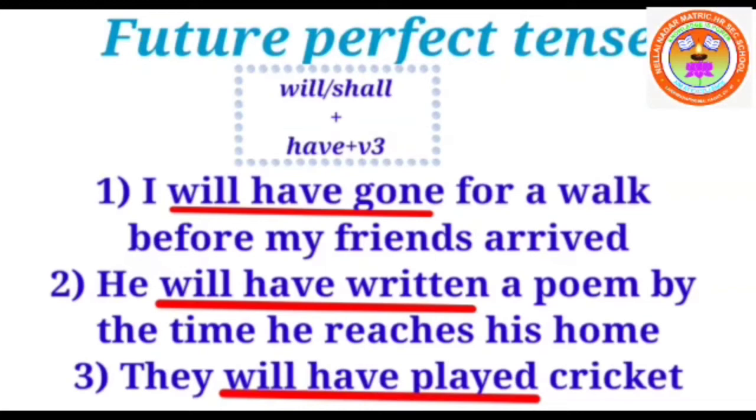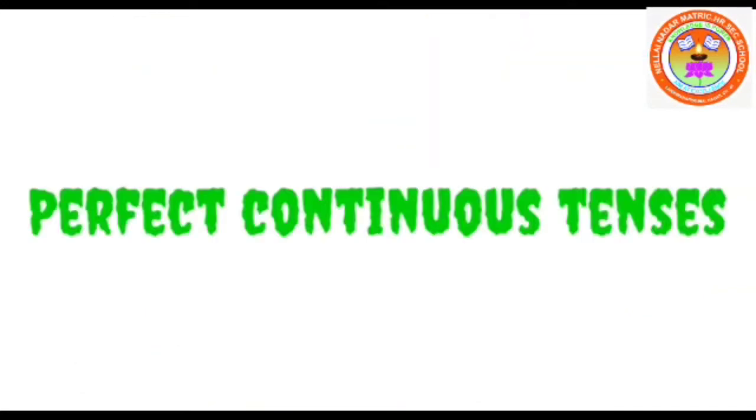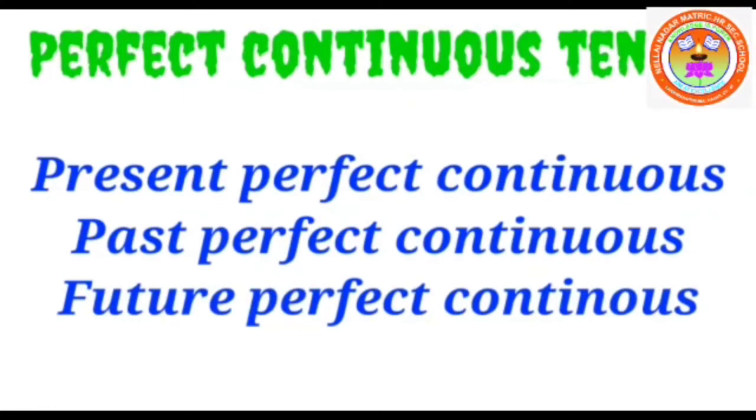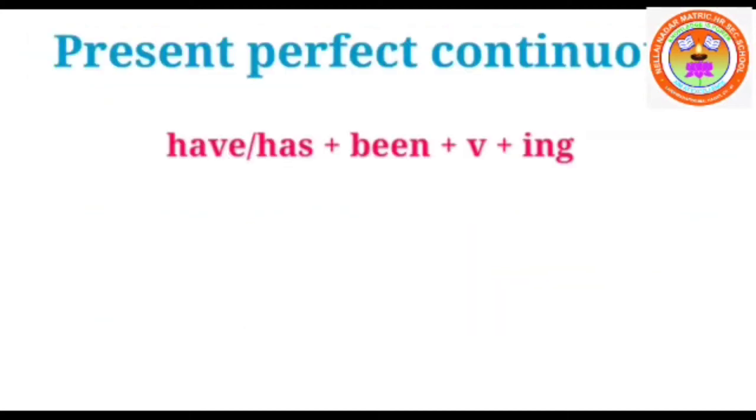They will have played cricket. Will have is future, played is perfect. So future perfect. Then the last three tenses, the perfect continuous tenses like present perfect continuous, past perfect continuous and future perfect continuous. Let us see the present perfect continuous.